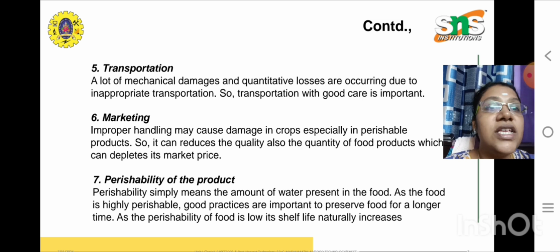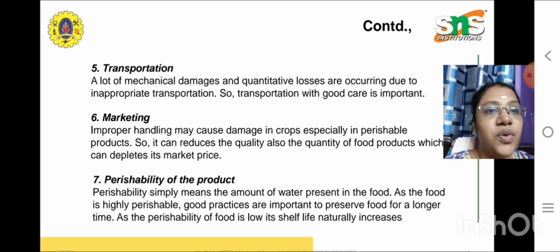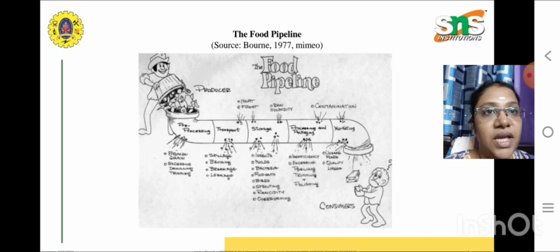The next one is the perishability of the product. It means the amount of water that is present in any type of food. As the food is highly perishable, a few good practices are important to preserve that particular food for a longer time. As the perishability of the food is low, its shelf life will naturally be increased.